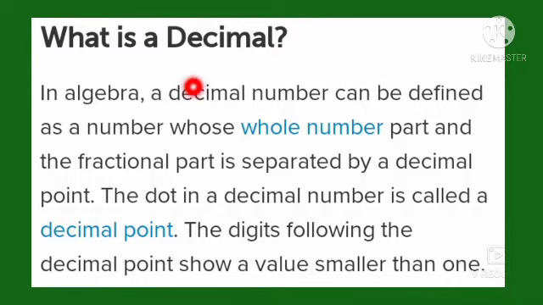What is a decimal? In algebra, a decimal number can be defined as the number whose whole number part and the fractional part is separated by a decimal point. The dot in a decimal number is called a decimal point. The digits following the decimal point show a value smaller than 1.